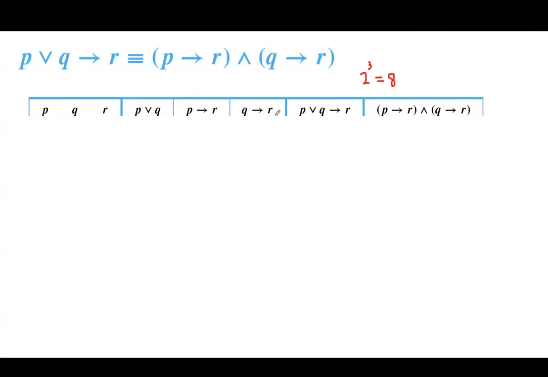Then Q then R. On the left-hand side, you have this compound statement, so (P or Q) then R. And finally, on the right-hand side, you have the statement which is written on the right-hand side.